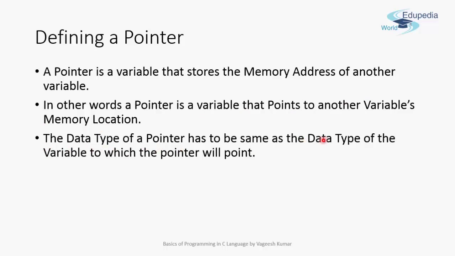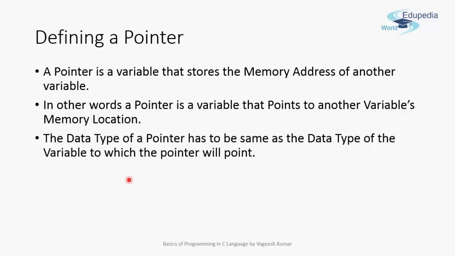The data type of a pointer has to be the same as the data type of the variable to which it will point. So this you have to remember. If you have to store the memory location of an integer variable in a pointer, then the data type of the pointer should also be integer. Similarly, if you want to store the address of a character variable inside your pointer, the data type of your pointer should be character only. But in case of strings, since string is not a data type inside C language, it is only a collection of characters, nothing but a null terminated character array, to store the memory location of a string you need nothing but a character pointer.